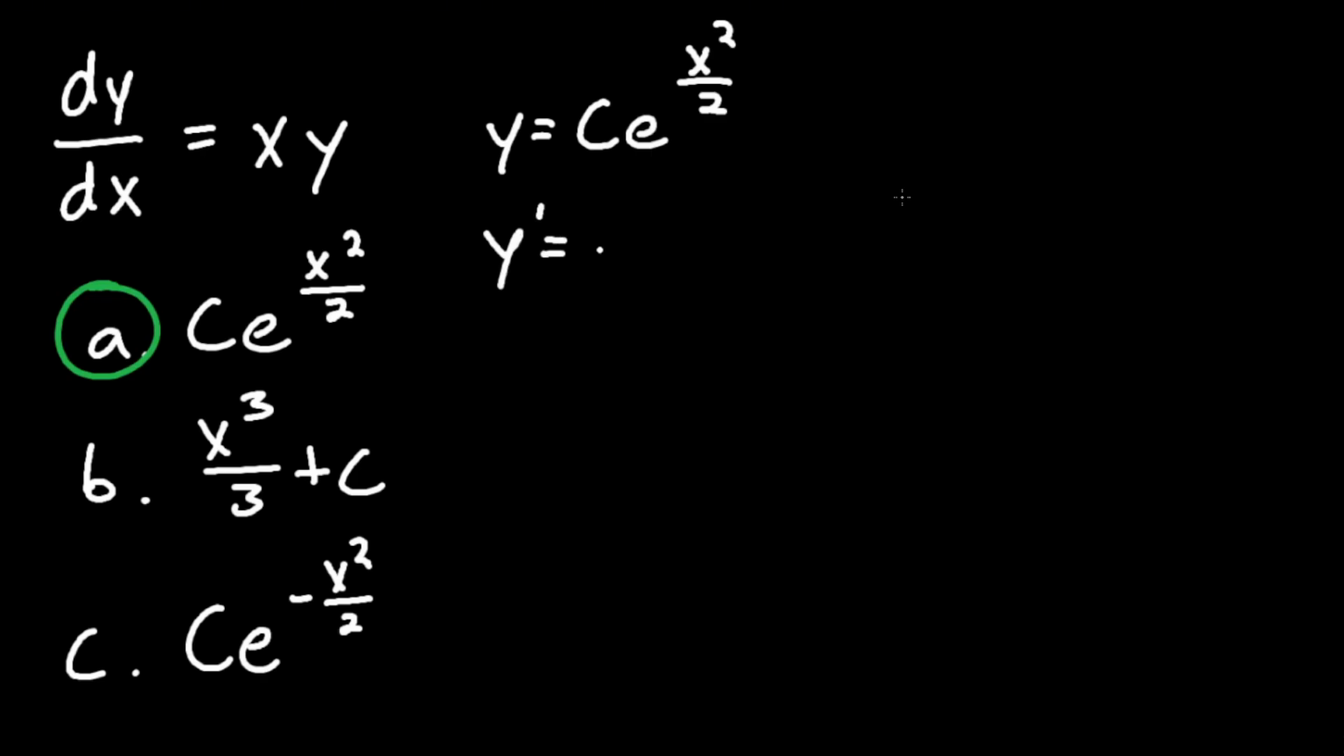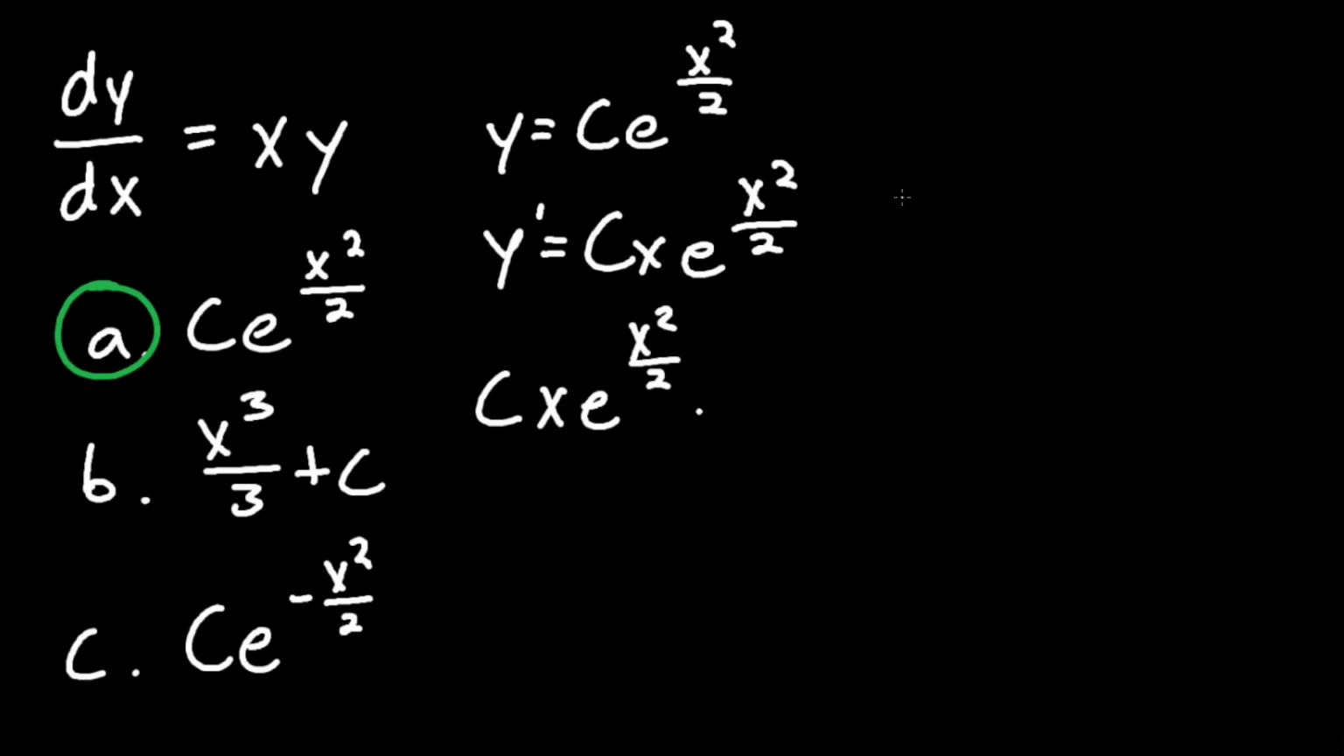So let's go ahead and find y prime. Y prime is simply the derivative of y. And by using chain rule, you get c times x e to the x squared over 2. So this right here is the first derivative. Now, all we have to do is plug it in. So dy over dx is just y prime, the same exact thing. So let's plug in for y prime here. So we get c x e to the x squared over 2 is equal to x times y. And y is c times e to the x squared over 2.